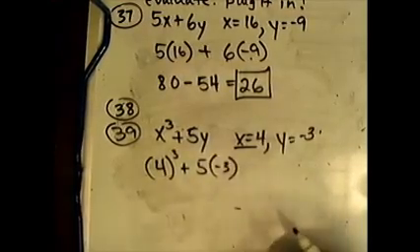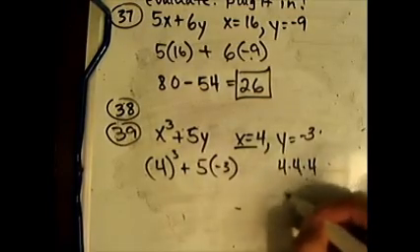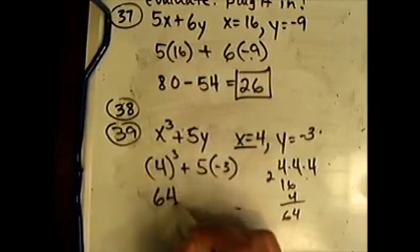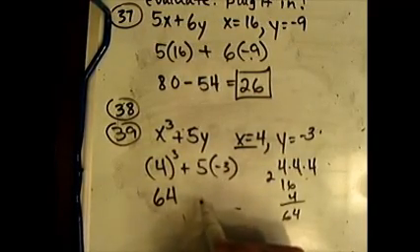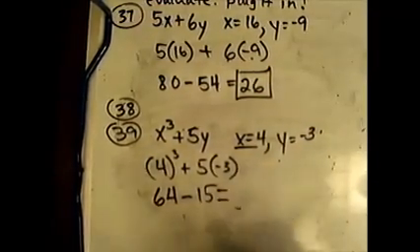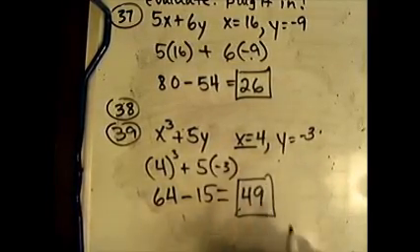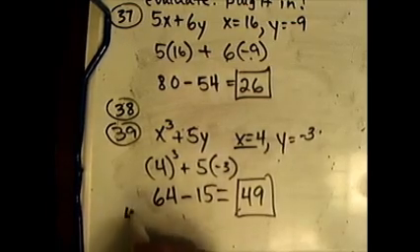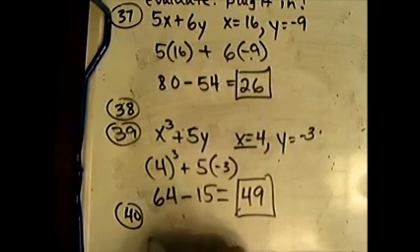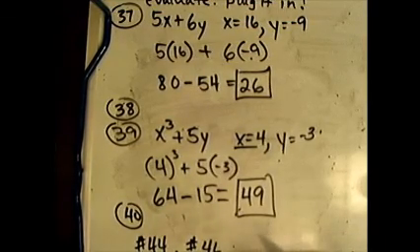What is 4 cubed? 4 cubed is 4 times 4 times 4. 4 times 4 is 16, times 4 is 64. So 64, and then 5 times negative 3 is minus 15. So on number 39, your answer is 49. Okay? So now you do number 40, and for number 44 and 46, that's the last two of your homework.